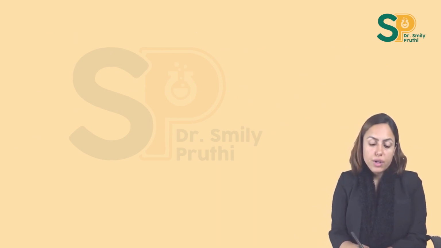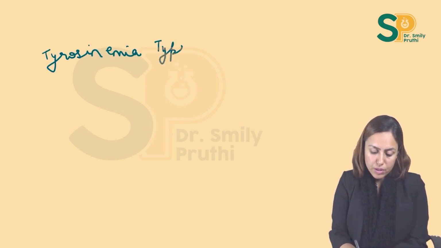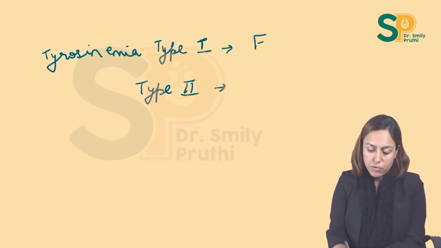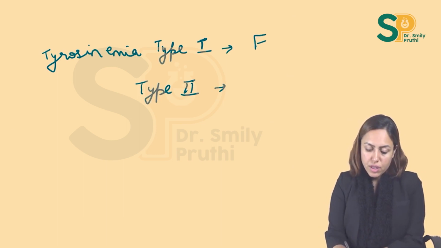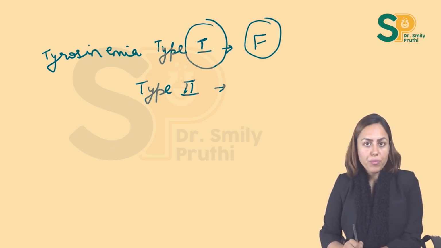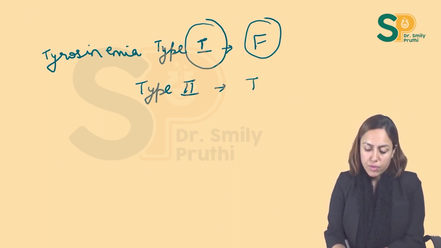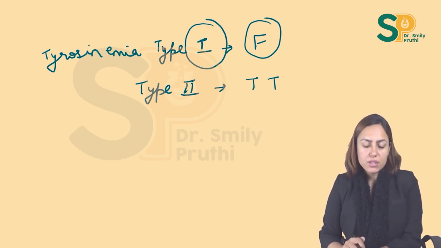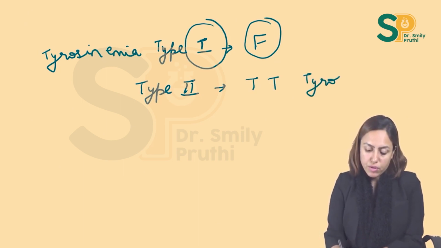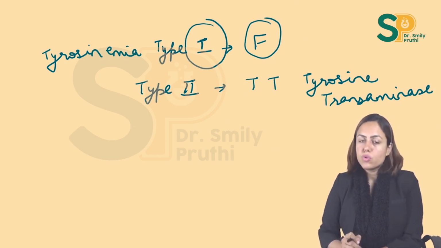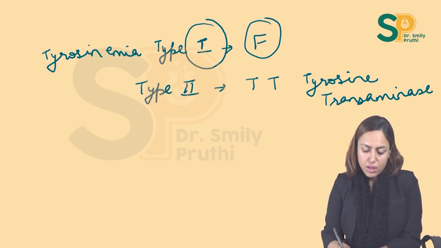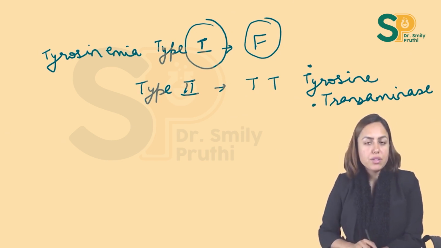So let's also do tyrosinemia type 2 and 3. So type 1 we did. In type 1, the enzyme is fumarylacetoacetate hydrolase. Easy to learn. First tyrosinemia, the enzyme starts from F. Okay. Then type 2 tyrosinemia, there are two T in the name of the enzyme, that is tyrosine transaminase. So type 2, so two T's here, okay? T for tyrosine, T for transaminase, right?